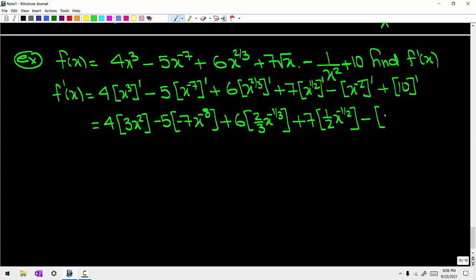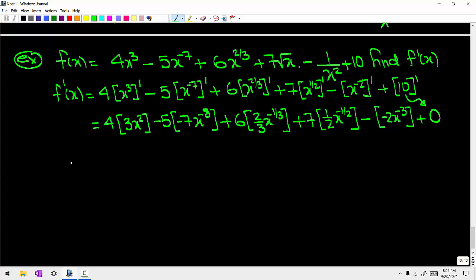Minus, the exponent will come in the front and you decrease that by 1. You get this, and the derivative of a constant, if you recall, was 0. So for all of these we use the power function for the first 1, 2, 3, 5 terms, and the last one we use the fact that the derivative of a constant is always 0.